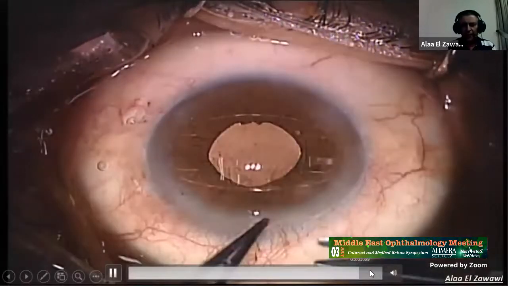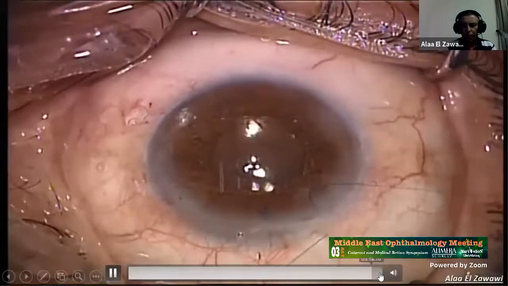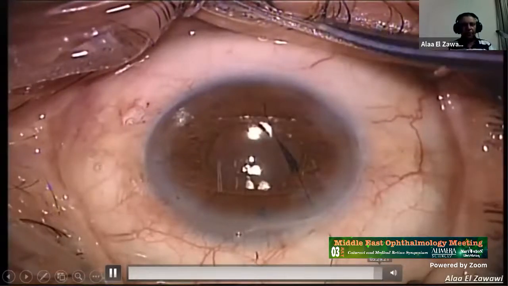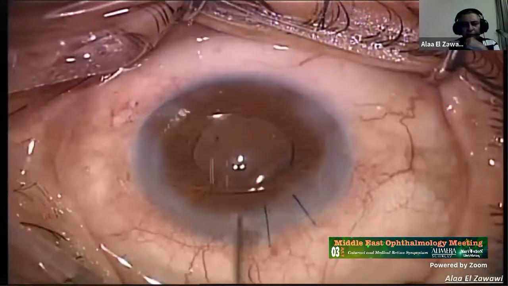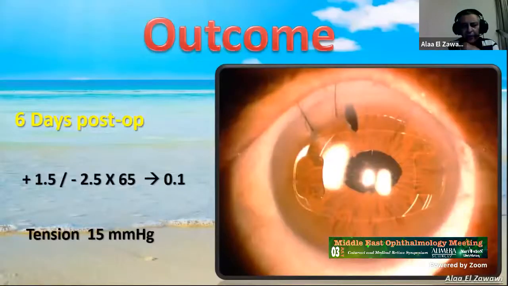I will be taking my first suture and then my second suture, doing hydration, and this is the case. That's 6 days post-operative. I have done at the end a peripheral iridotomy. Don't forget with such lenses to do a peripheral iridectomy. Here it's somewhat large, but it's okay, it's functioning well.